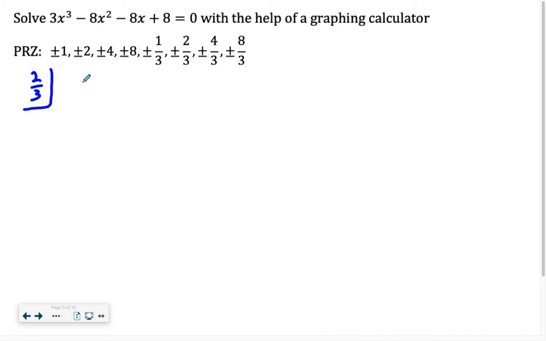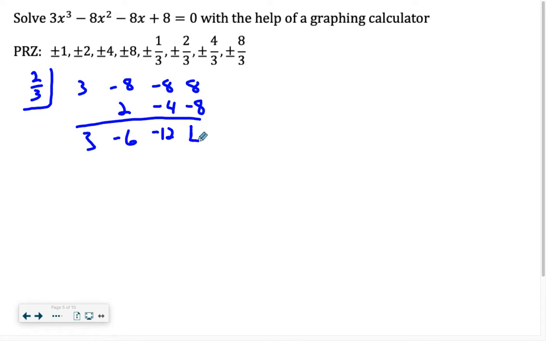I'll put 2/3 in my box, list out my coefficients, and synthetically divide. So bring the 3 straight down, multiply 2/3 times 3 would be 2, add, multiply, add, multiply, and we get a remainder of 0. So 2/3 is one of my zeros. Now I'm going to take my depressed polynomial and solve.